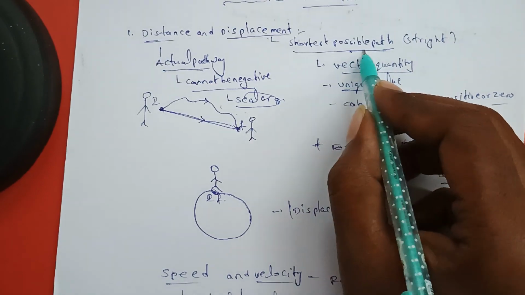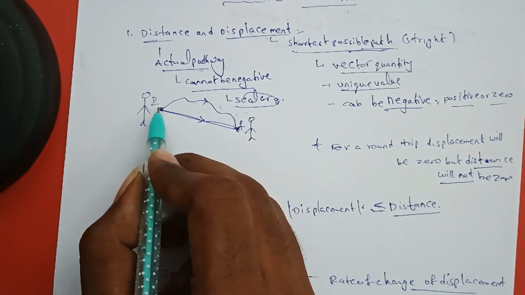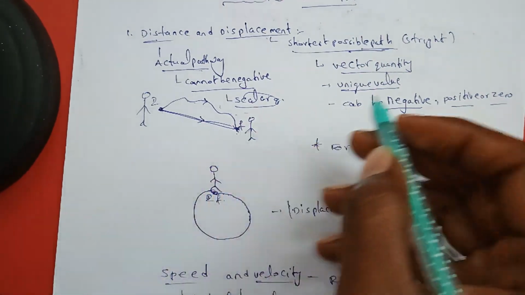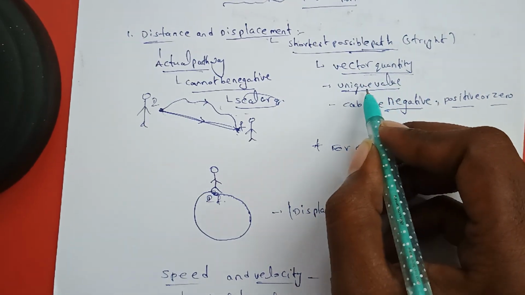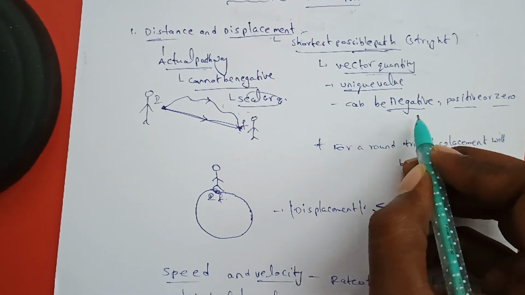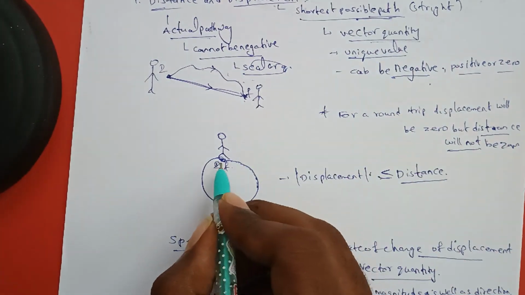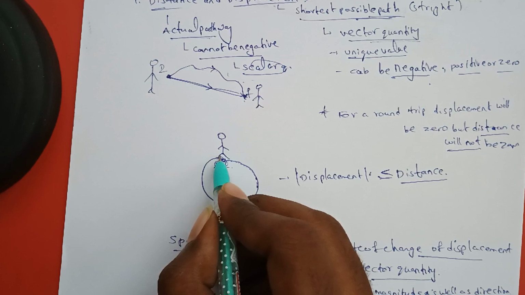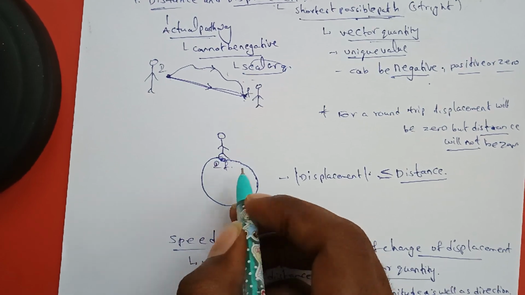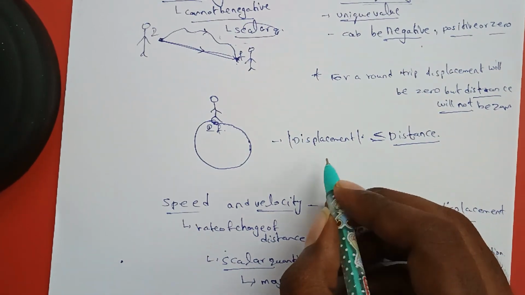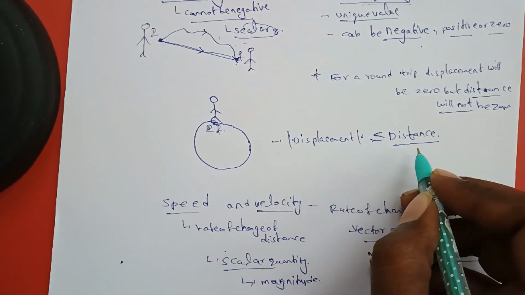Displacement is the shortest possible pathway between the initial and final point. It is a vector quantity. It has a unique value. It can be negative, positive, or zero. For a round trip, the displacement will be 0, but the distance will not be 0. The magnitude of displacement is less than or equal to the distance.